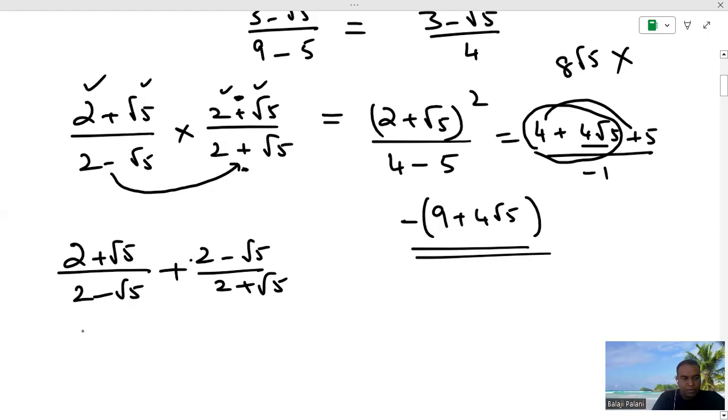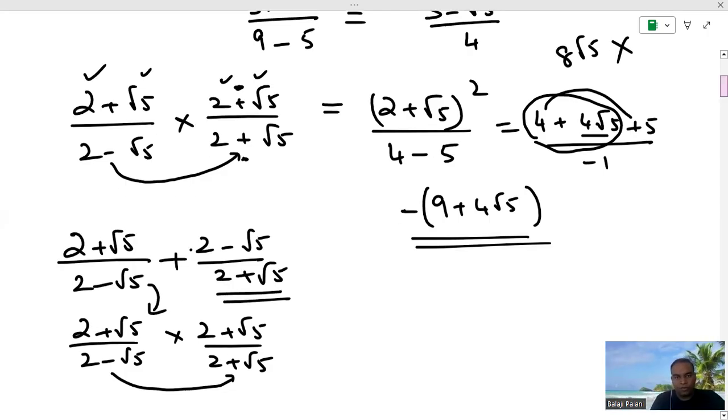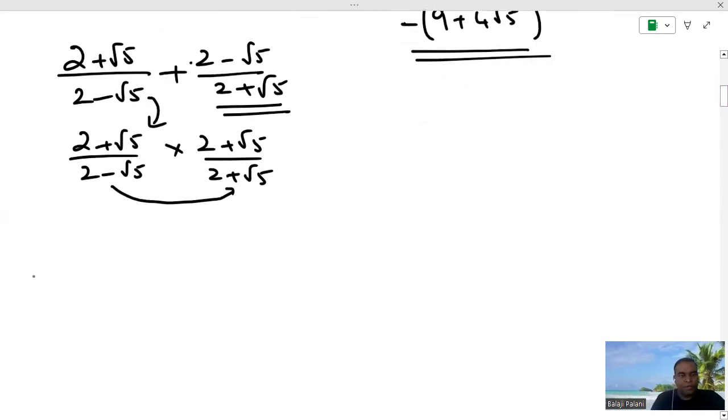So taking only the first term, this 2 plus root 5 by 2 minus root 5, multiply and divide by what? The opposite sign of the denominator. Opposite sign of denominator. We can do this separately. Now I'm only concentrating on this and I'm going to simplify the first part of the question. So this is minus of 9 plus 4 root 5. We have done this. Okay.